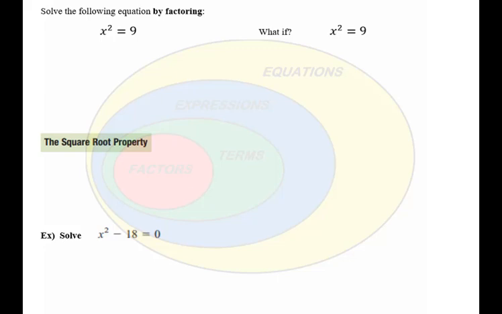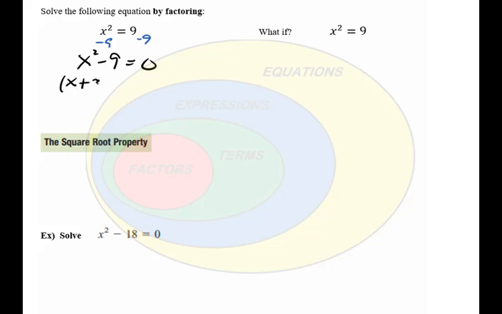All right, so we've solved some quadratic equations by factoring, but maybe there's another method if we can't factor. So this first equation, we can factor this, but the first thing I'm going to do is set it equal to 0 and put it in standard form. So I'm going to attach a -9 to both sides. This would be x squared minus 9 equals 0.